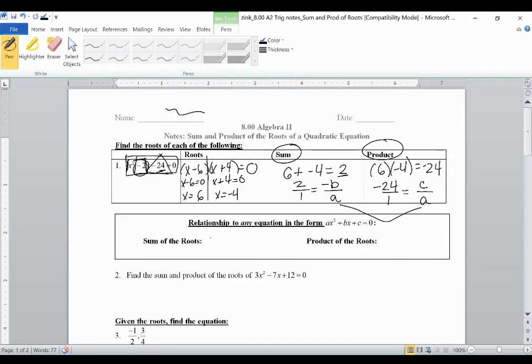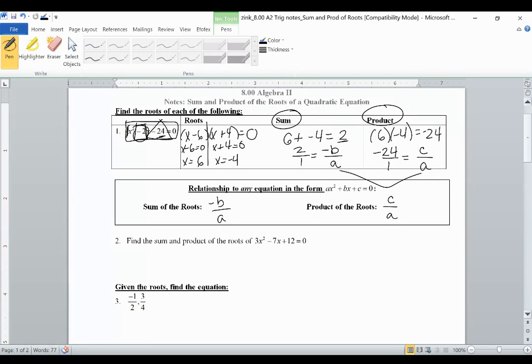So those are going to be your formulas to find the sum and the product of the roots. So anytime you're asked for the sum, I remember this as samba. It's the sum of the roots, negative b over a, samba. And the producta of the roots is c over a. So samba producta. And that all comes from this, your quadratic in standard form, ax squared plus bx plus c equals 0. That's where we're getting the a, the b, and the c from.